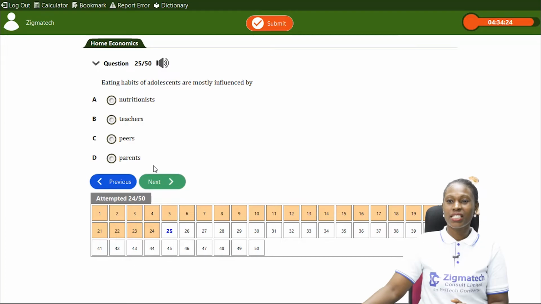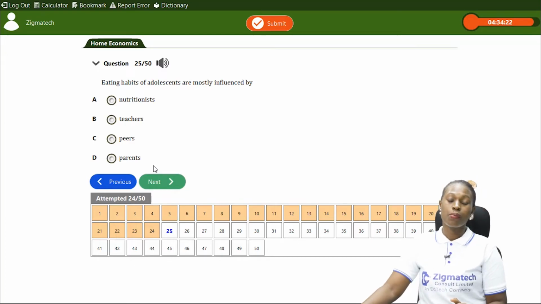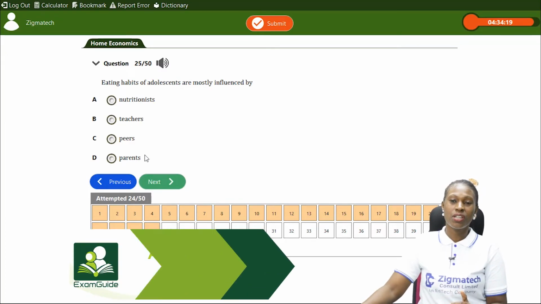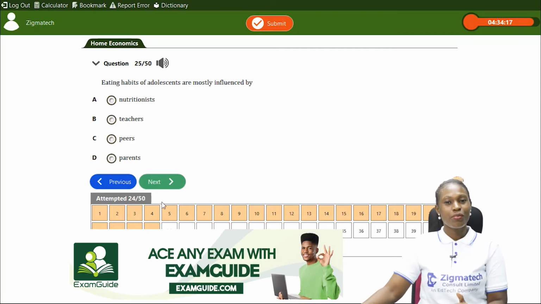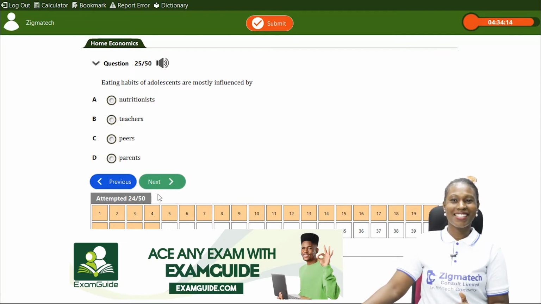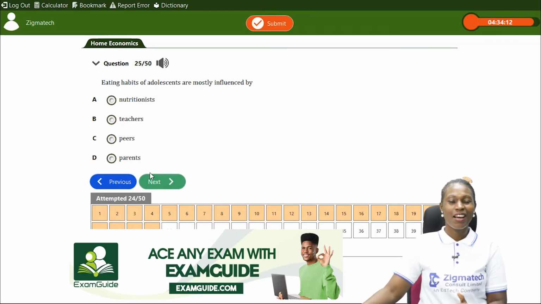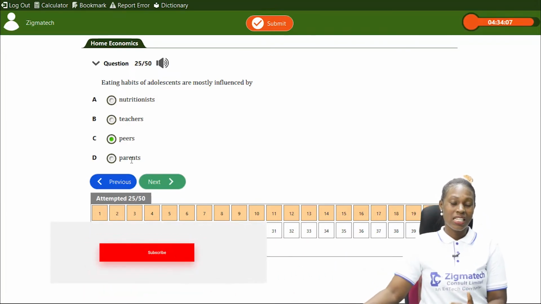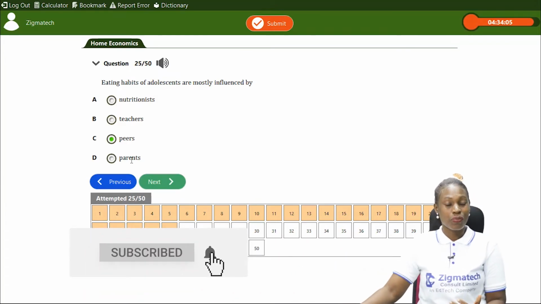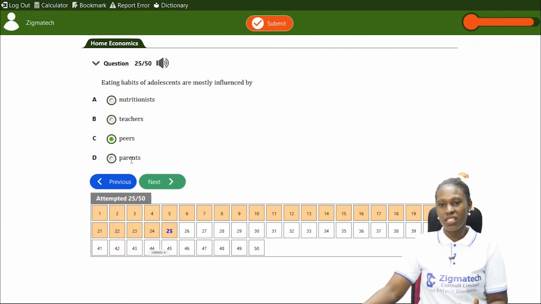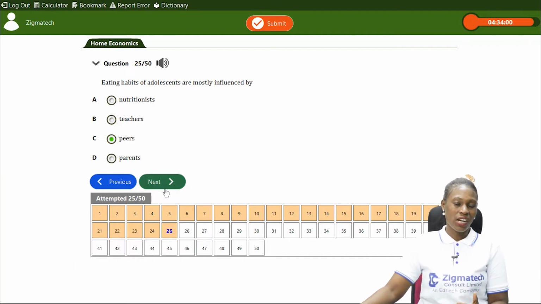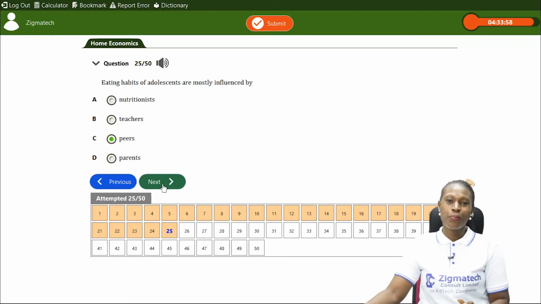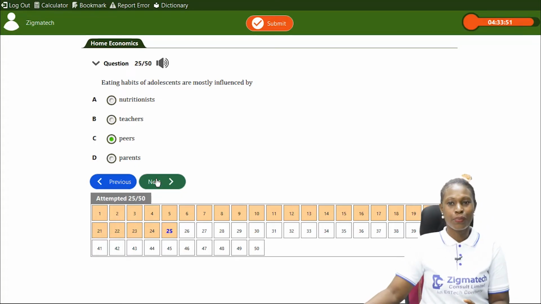Eating habits of adolescents is mostly influenced by A, nutritionists, B, teachers, C, peers, and then D, parents. Who influences the eating habits of adolescents? Of course, their peers. Now they go to school and then they see their friends eat some things, and they tend to get more influenced. At that age and stage, there is a whole lot of peer pressure from their end. So their peers mostly influence their eating habits.